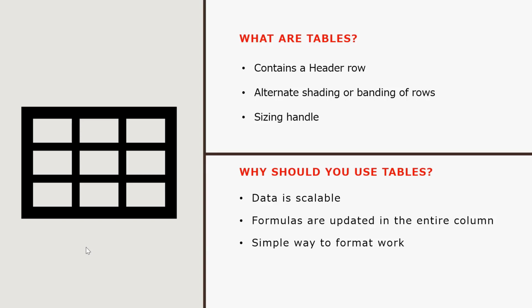The concept of tables was introduced into Excel in 2007. And an Excel table consists of the following elements. It has a header row, alternate shading or well-banded rows, and a sizing handle. They also can have calculated columns and also total rows.